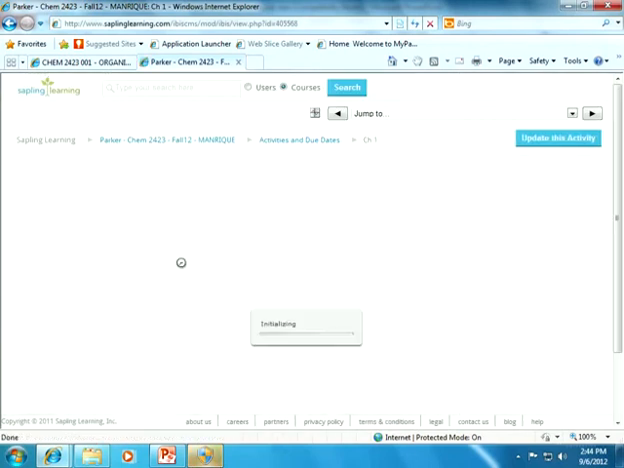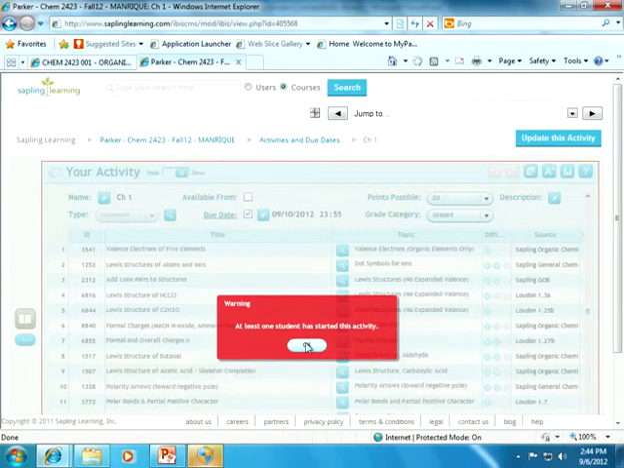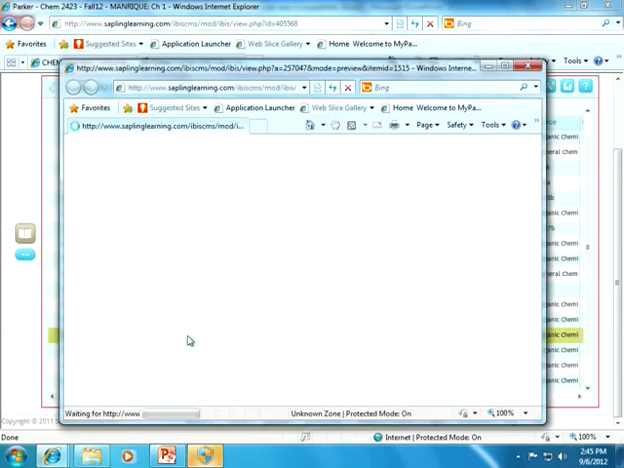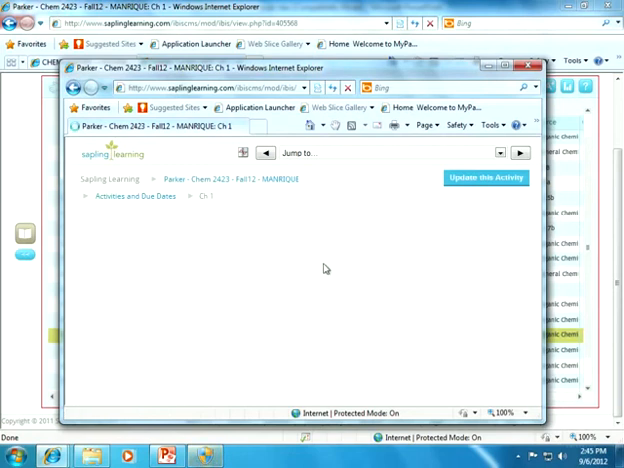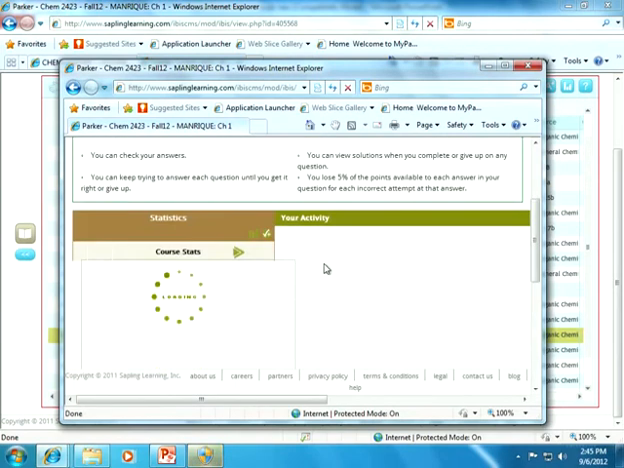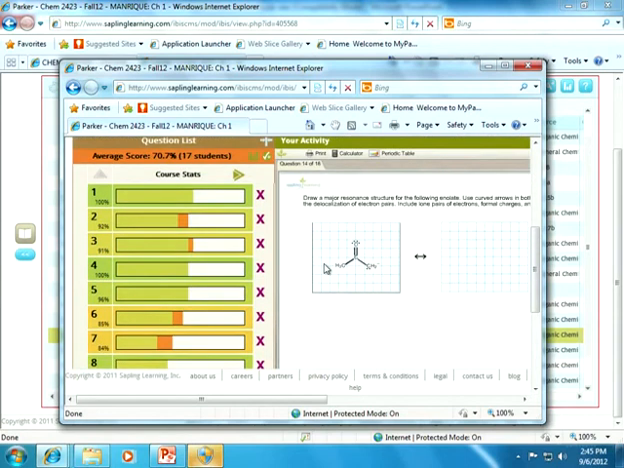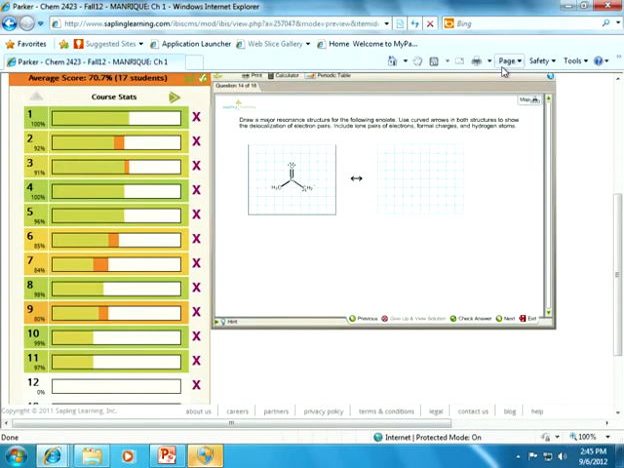Homework 1. Let me find one with resonance really quick to just show you. Okay, let's take this through it. Yeah, this is good.